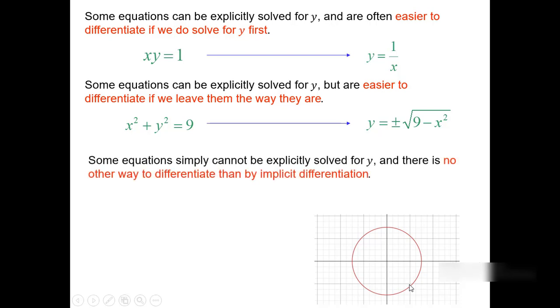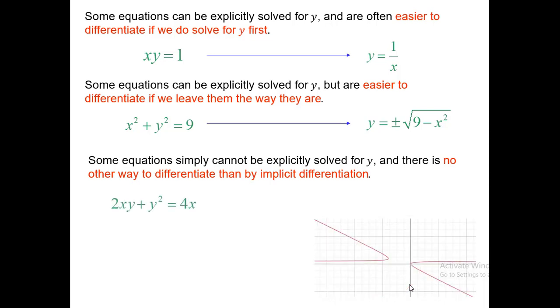But then again, there are some equations that simply can't be explicitly solved for y. And there's no other way to differentiate them than by the process of implicit differentiation that we're about to learn. For instance, this equation that has this particular graph. Notice that it's not a function since it doesn't pass the vertical line test, since every x doesn't give exactly one y. But it doesn't mean that we can't find the slope of the tangent line at any location. The problem is we can't actually get y by itself.